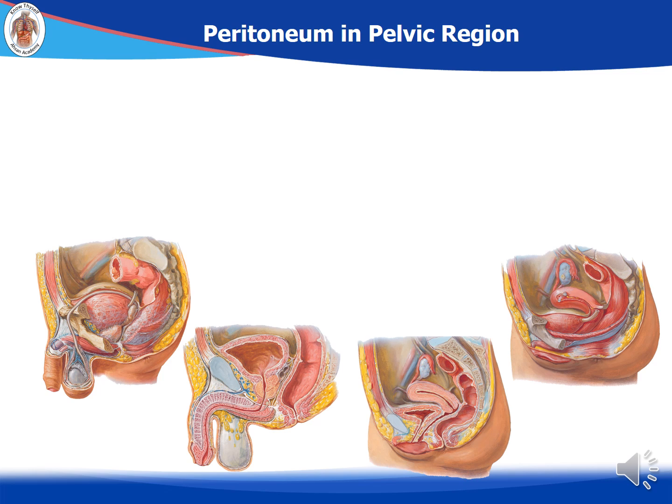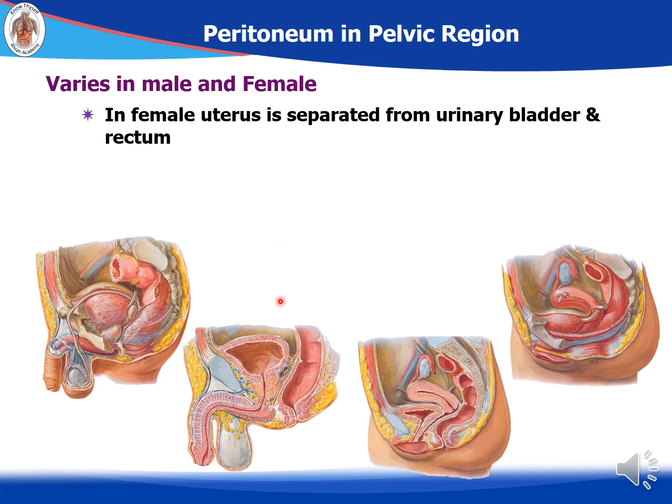So let us consider the peritoneum of the pelvic cavity. Already we know that the pelvic cavity contains the rectum, that is the continuation of the sigmoid colon, and the urinary bladder in case of male, and the uterus goes in between these two structures. So in male and female, there is variation of the organs in the pelvic cavity. In female, the uterus is separating the urinary bladder from the rectum. So this is one extra organ in the pelvic cavity. So peritoneal distribution is different.